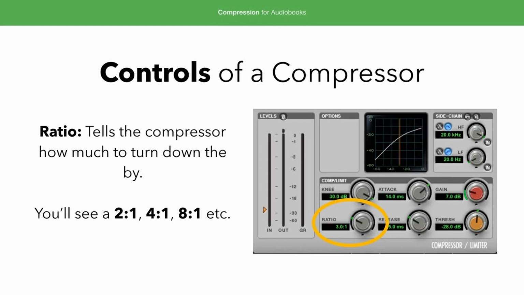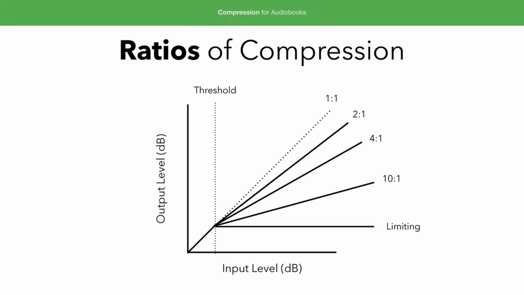The plugin I'm going to show you once we get into an audiobook session, I actually have a fixed threshold on the plugin of my choice. So it's not anything that I can necessarily adjust, but that's the threshold, right? So when it comes to a ratio, this is just how much the compressor is going to turn the signal down by. When you've got 1 to 1, there is no compression happening at all, right?